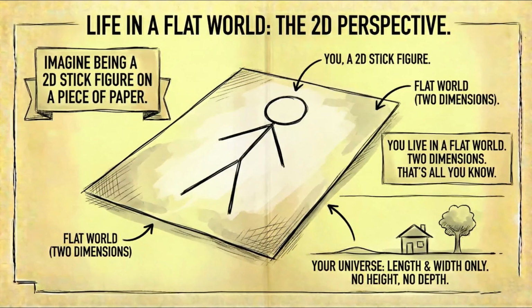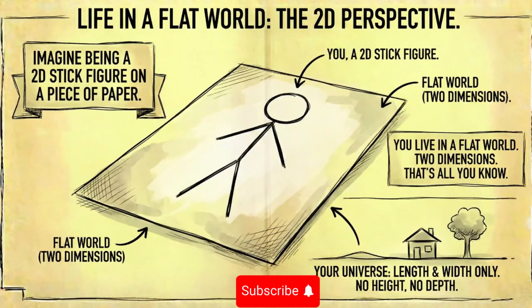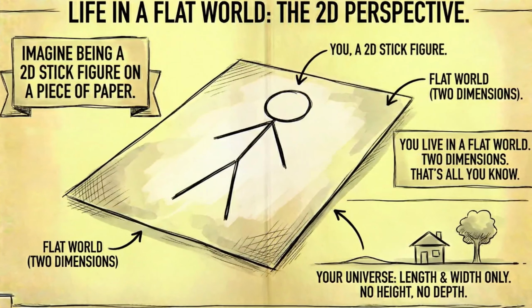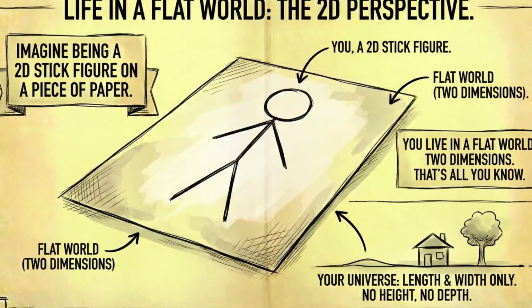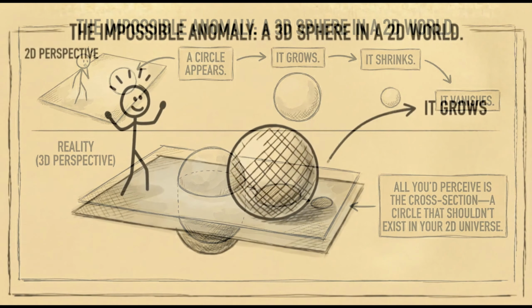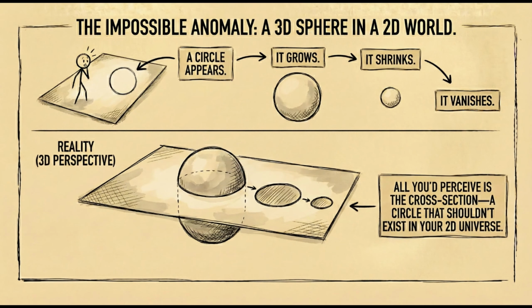Imagine being a 2D stick figure on a piece of paper. You live in a flat world, 2 dimensions, that's all you know. And then something impossible happens. A circle appears out of nowhere. It grows, it shrinks, it vanishes. You wouldn't understand it. You couldn't see it. All you'd perceive is the cross-section, a circle that shouldn't exist in your 2D universe.